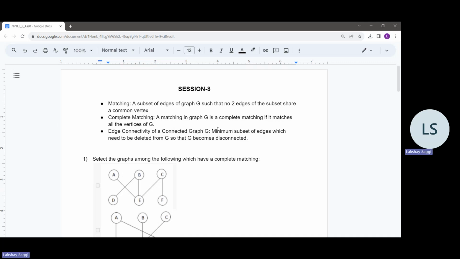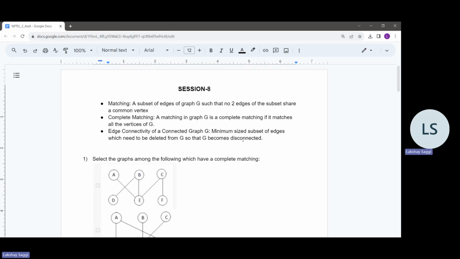So now what edge connectivity says is that we want to find the minimum subset of such edges, the minimum size. Basically we want to find the subset of minimum cardinality, or minimum size, of the edges which should be deleted from G so that G becomes disconnected. There can be multiple subsets of edges which when deleted make G disconnected. But what we want to find is the minimum size such subset, right?